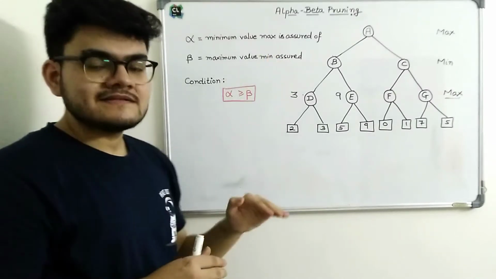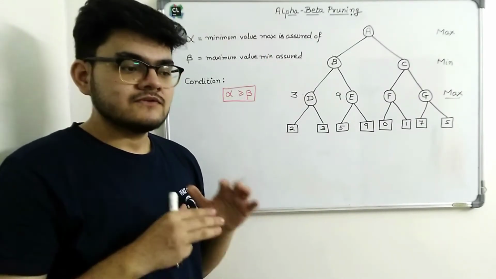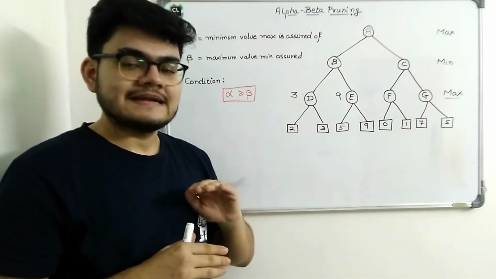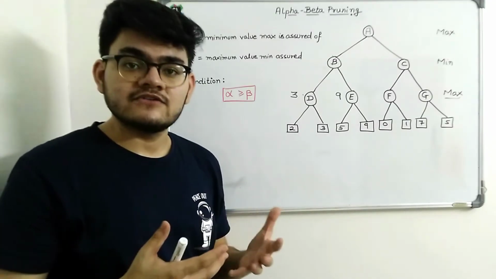So let's suppose you are a maximizer and you want to get an advantage in the game. So you will always be thinking like, okay, this is going to be the at least minimum value that I can get the advantage of, right?